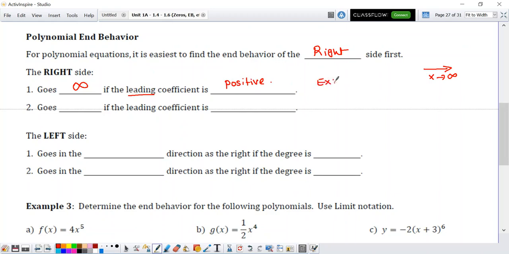For example, y is equal to x squared. It goes up, right? It goes up. It goes to negative infinity if the leading coefficient is negative. For example, y equal to negative 2x squared. So you can see it goes down. I hope you understand that piece. Leading coefficient.